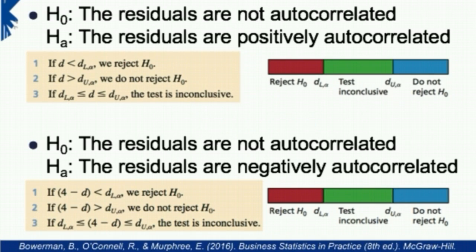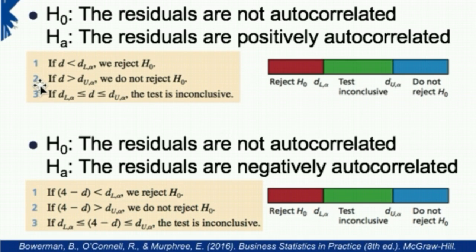In the Durbin-Watson test, there are two kinds of tests that we can perform. First is a test for positive autocorrelation, and the second one is a test for negative autocorrelation. For the first test, where we test if the residuals are positively autocorrelated, these are the hypotheses. The null hypothesis states that the residuals are not autocorrelated, and the alternative hypothesis states that the residuals are positively autocorrelated.